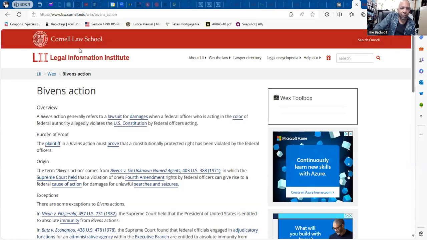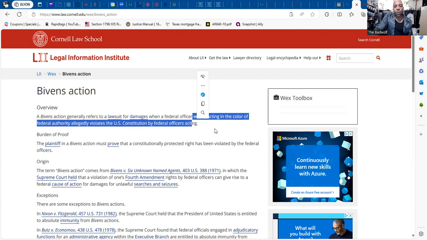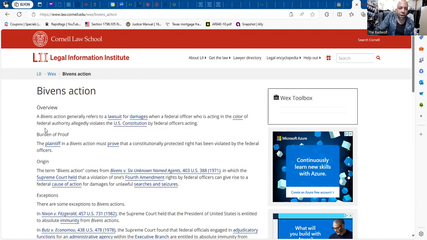A Bivens action. Found on Cornell Law. A Bivens action generally refers to a lawsuit for damages when a federal officer, anybody underneath the federal umbrella, is acting in color of law. What does this mean? What does color of law mean? It means that the person is appearing to be the true law, but they are not.